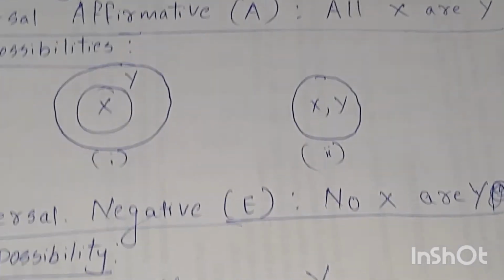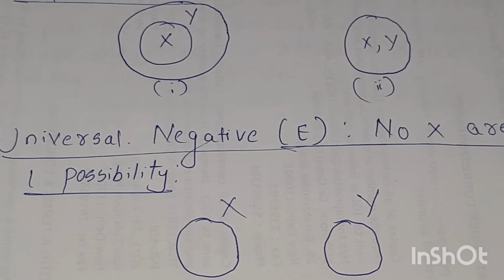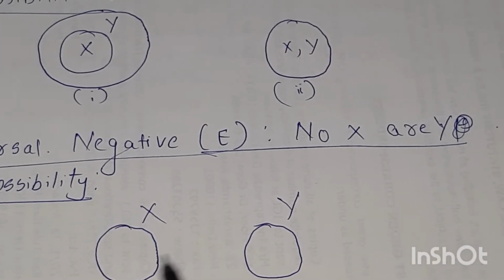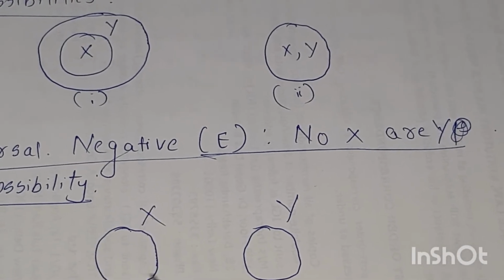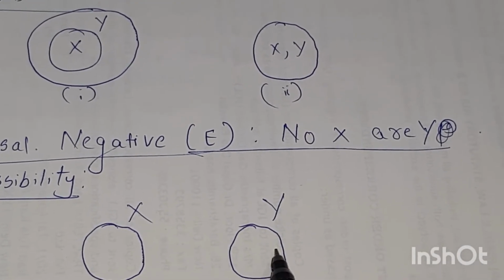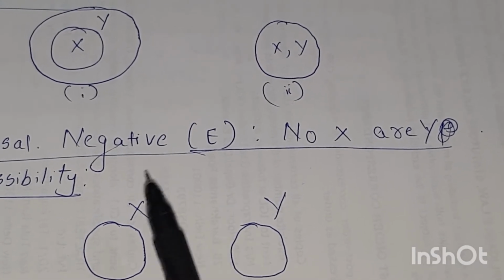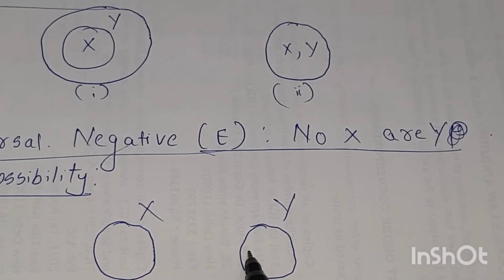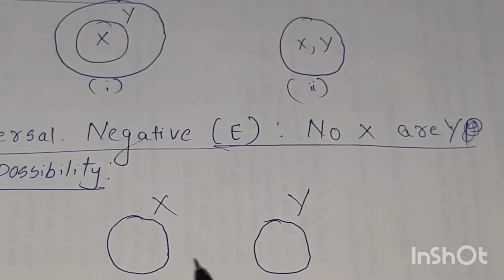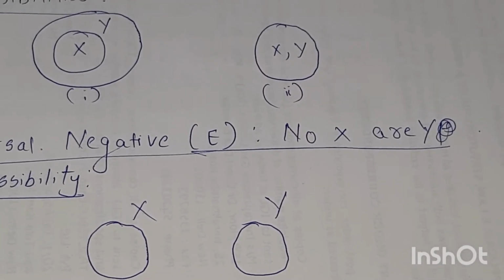And the next proposition is universal negative, represented by E. Universal negative means no x is y. That is, the elements contained in the set x will not be present in the set y, or the elements in set x and the elements in set y are different. No x is y means there is only one possibility, and it is this.